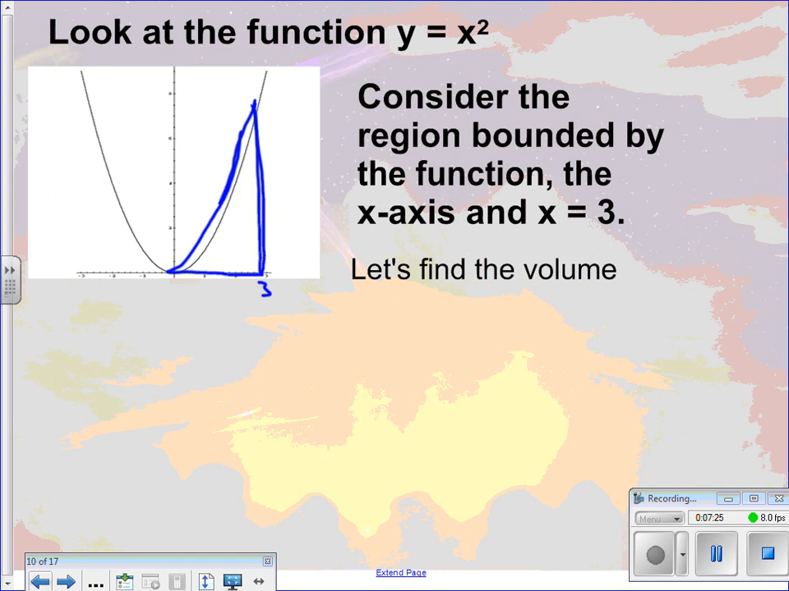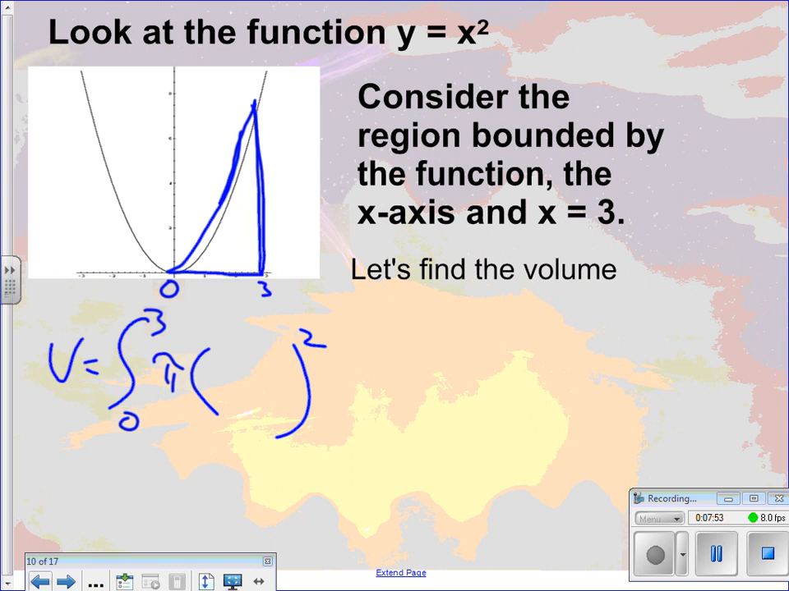That means our bounds go from x, so we're going from 0 to 3. So our volume is the integral from 0 to 3 of pi times whatever our radius is squared. So now I have to figure out what's the function for our radius. What's the formula for our radius?